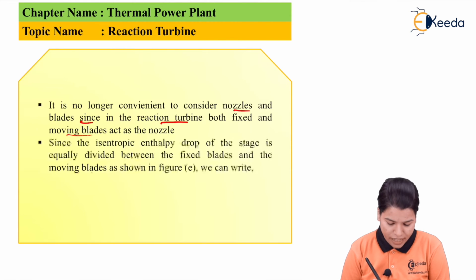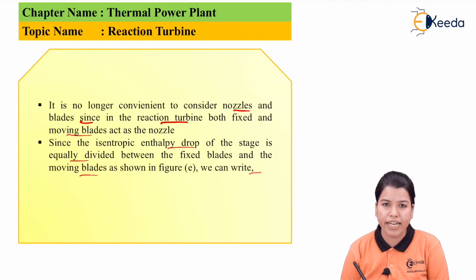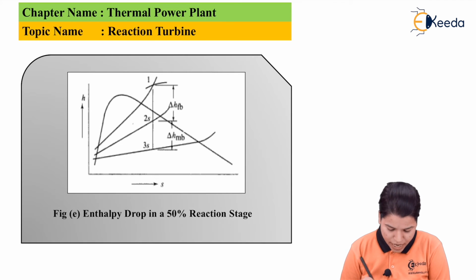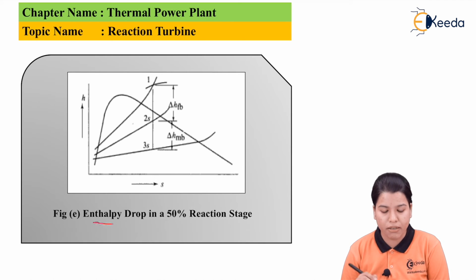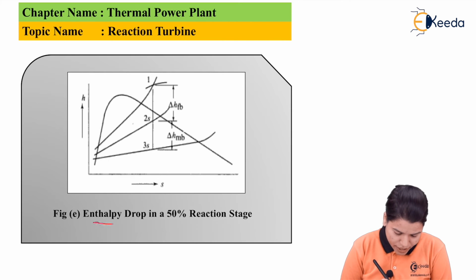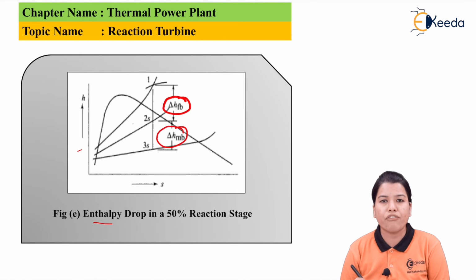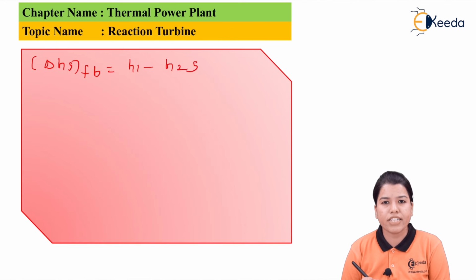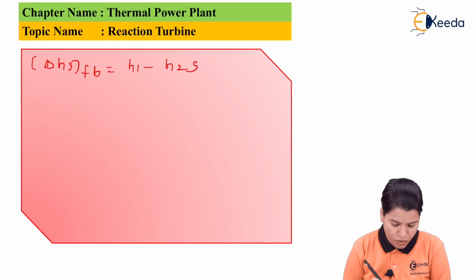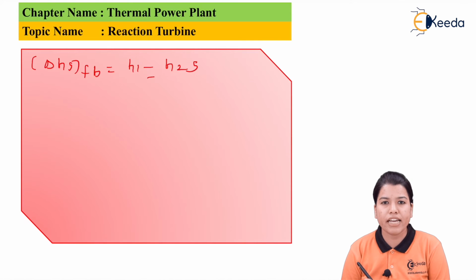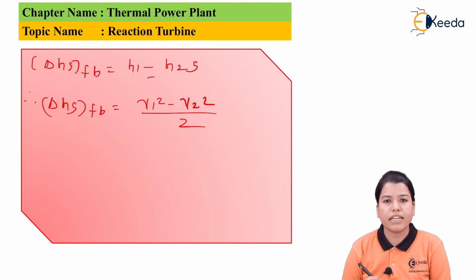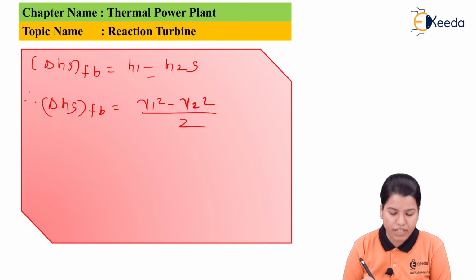Since the isentropic enthalpy drop of the stage is equally divided between the fixed as well as the moving blades as shown in figure E, we can write. So here we have the diagram which shows the enthalpy drop at the 50% reaction turbine. It is basically an HS graph. Then here we have the value of delta HFB. Here we have the value of delta HMB. Now from this diagram we can write delta HS FB, that is for the fixed blade, is equal to H1 minus H2S. Further we can modify this equation as delta HS FB is equal to V1 square minus V2 square divided by 2.